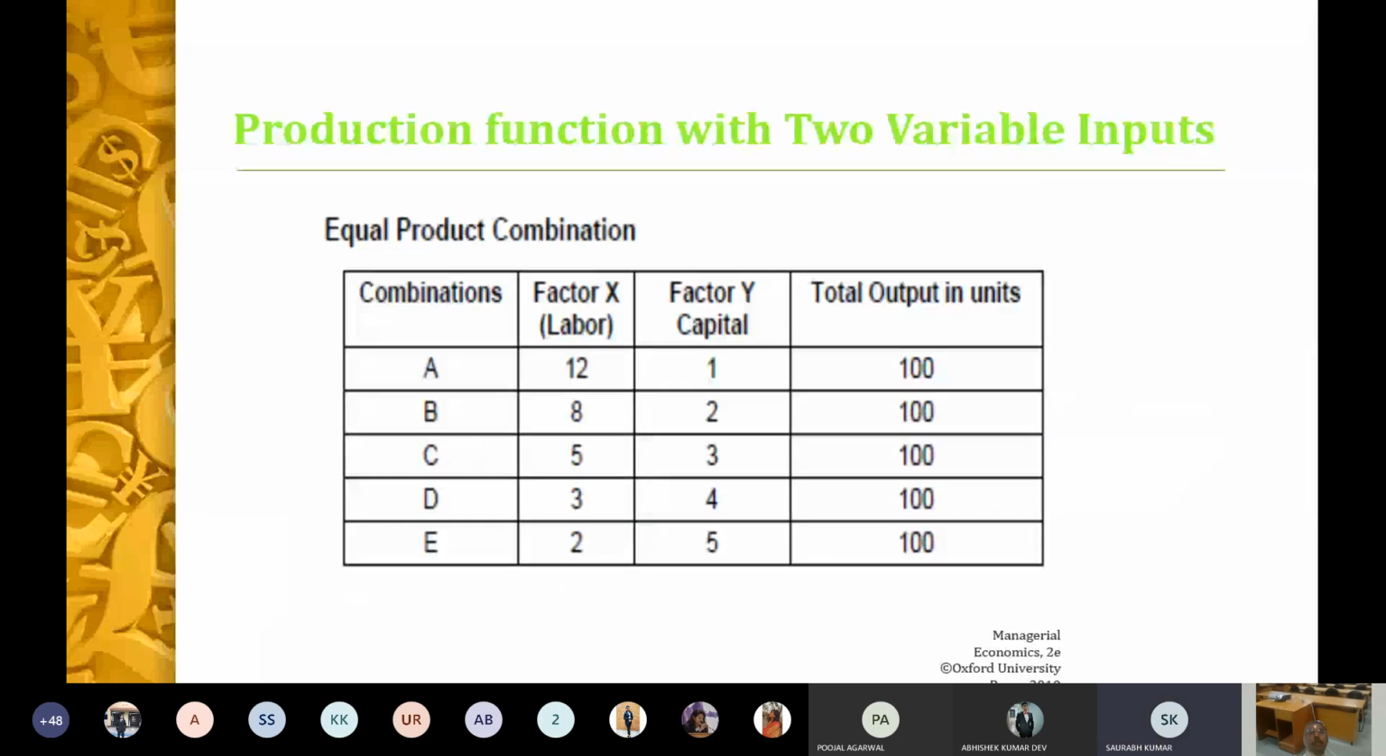So this is a table of production function with two variable inputs. Please note down this table. There are various combinations given of the two factors. Output is the same, iso quant, so same output. Output at all combinations is 100.